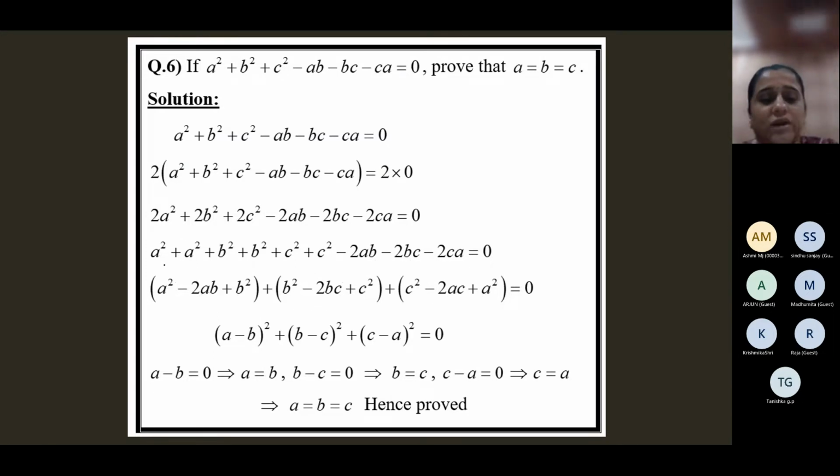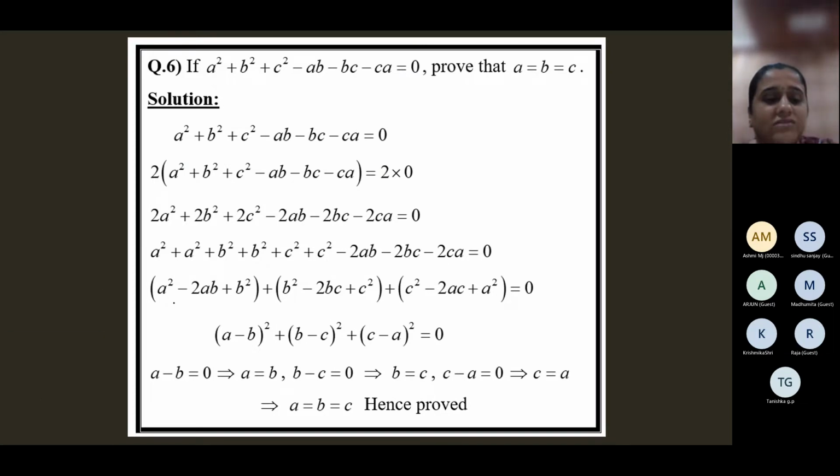So children, in total there are 9 terms: 1, 2, 3, 4, 5, 6, 7, 8, 9. We have grouped them in threes: 3, 3, 3. We have grouped the 9 terms suitably like this.